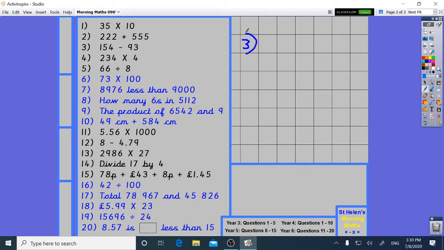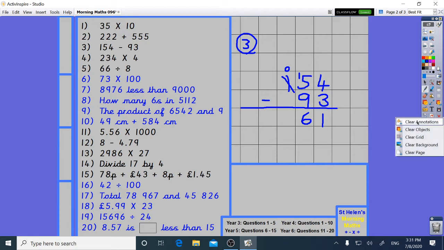Time for question 3. 154 minus 93. Pause if you need time to copy. 4 take away 3 is 1. 5 take away 9 we can't do. We get some help from this one. 15 take away 9, 6. 0 at the front, you could put it on, but it's still 61 anyway. 154 minus 93 is 61.